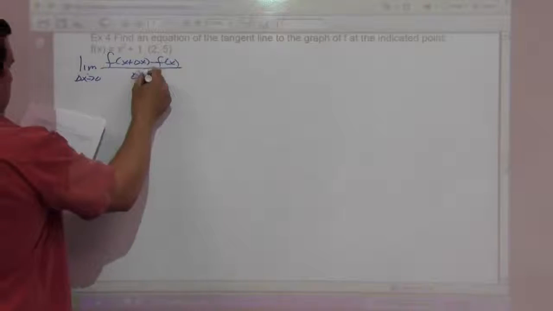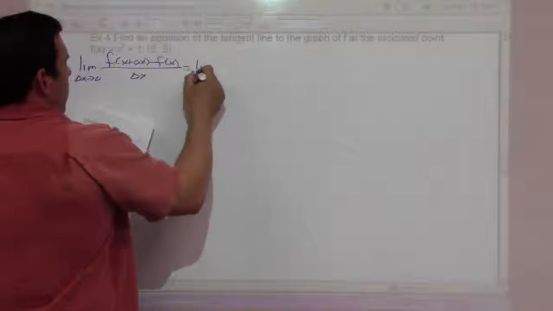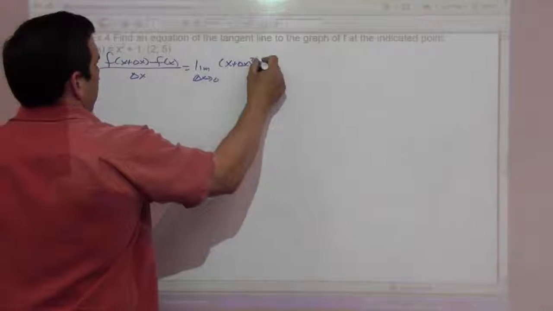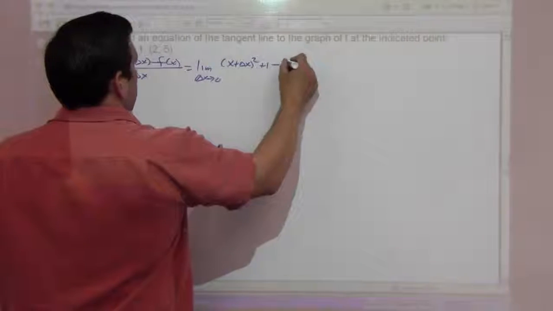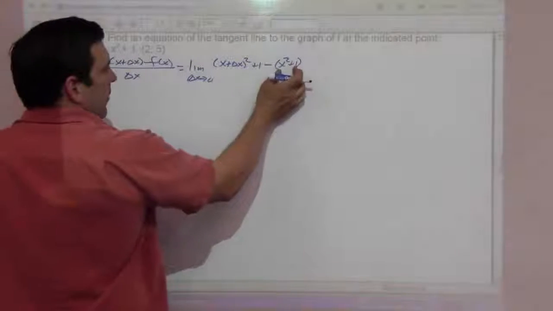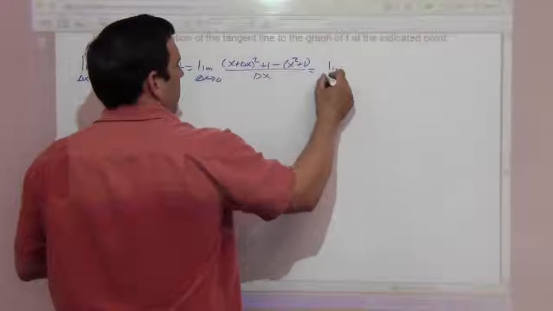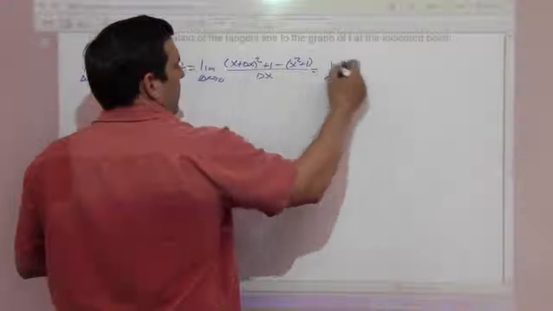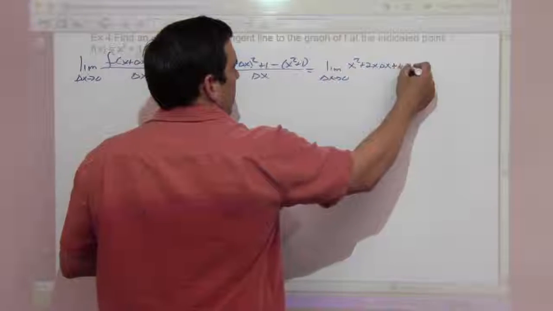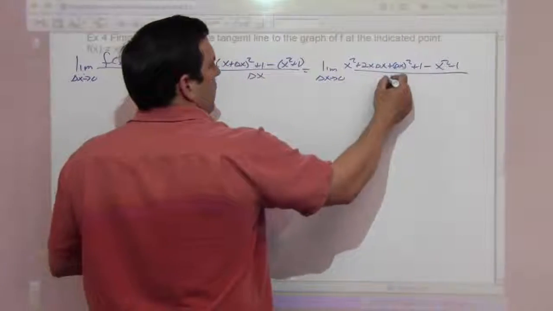all over delta x. That's going to be the limit as delta x goes to 0 of x plus delta x squared plus 1 minus x squared plus 1. This is my f of x plus delta x. This is my f of x, all over delta x. It's going to be x squared plus 2x delta x plus delta x squared plus 1 minus x squared minus 1, all over delta x.